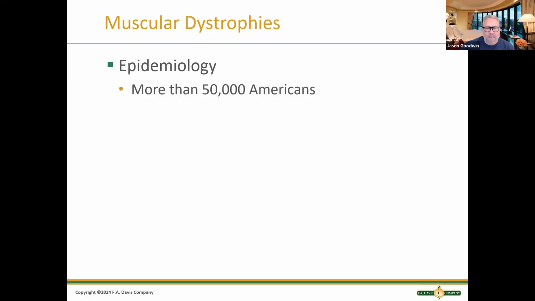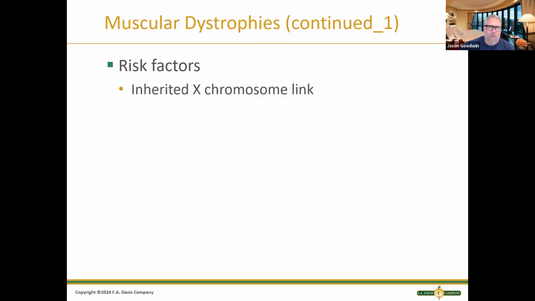Becker's usually affects males in childhood, and sometimes there is myotonic, which is common in adults. We don't know much about muscular dystrophy otherwise. There are some inherited chromosome links, and the X chromosome is the only known associated factor.